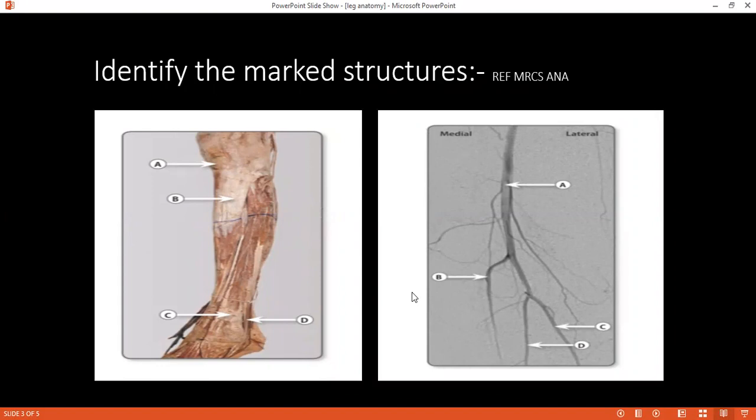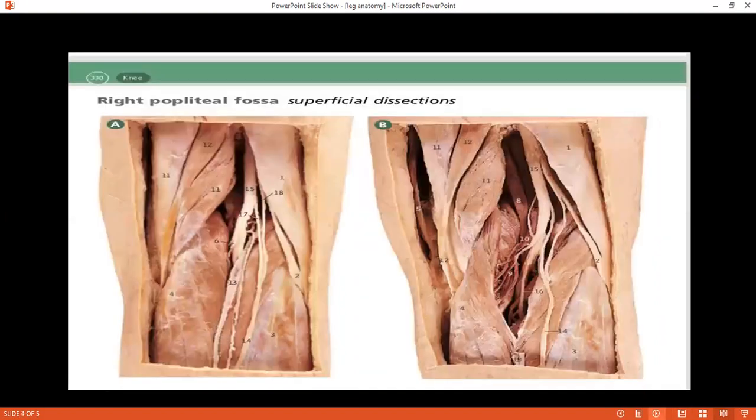Can you please tell me which structure this is, in picture A and B? Ma'am, this is the popliteal fossa. Kindly tell me the boundaries of the popliteal fossa. Ma'am, superiorly on the lateral side, it is formed by the biceps femoris, and inferiorly by the lateral head of the gastrocnemius and the plantaris. And on the medial aspect, superiorly it is formed by semimembranosus and semitendinosus, and inferiorly by the medial head of the gastrocnemius.